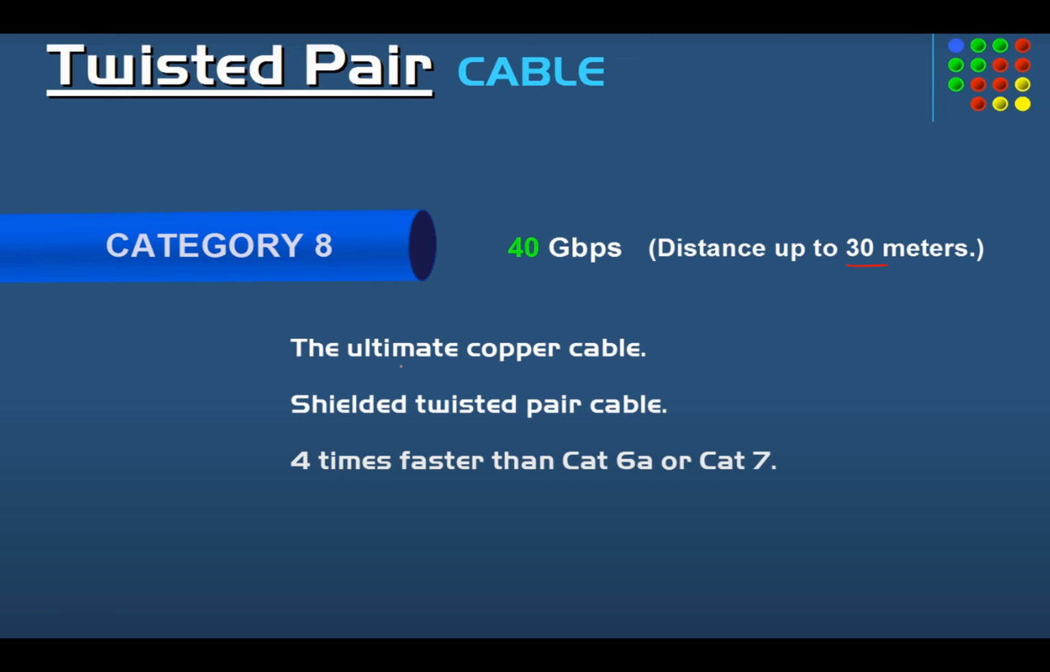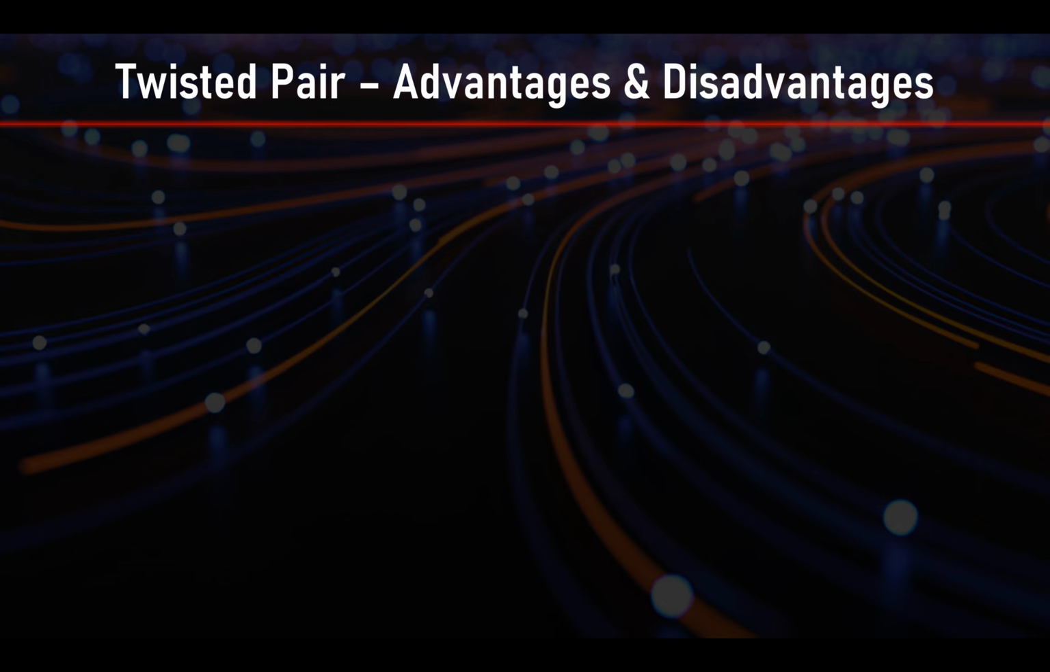The reason why it's the ultimate copper cable, as they say here, is that it's shielded, and the twists are quite close together. So we see the speed is fast, or the bandwidth is high.